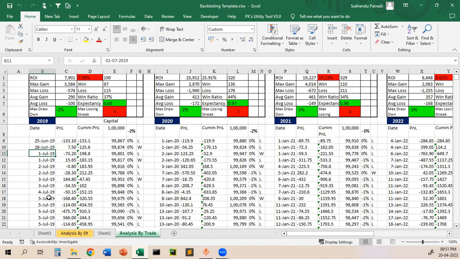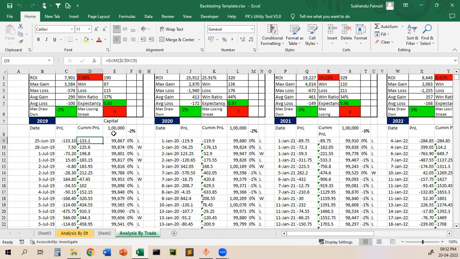Based on that, against the date, there's a P&L, then the cumulative P&L. So basically, for each cell, the previous trades are added up. So there's the cumulative P&L. The assumption here is that the initial capital is 1 lakh. Initial capital is required to calculate the max drawdown.